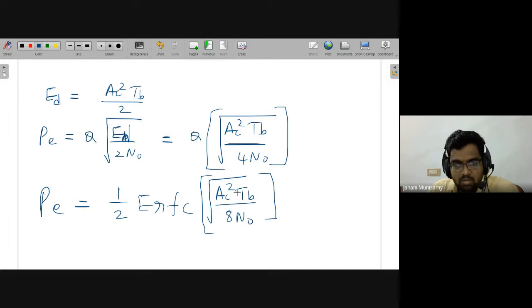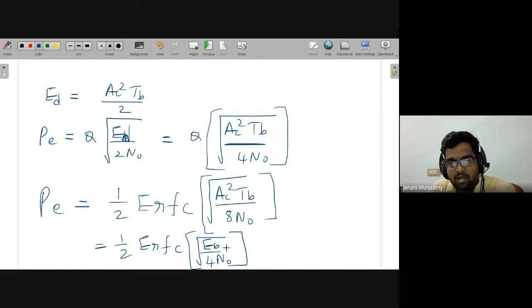Now you can also modify this. Already you know AC square by 2 is the power, multiplied with TB is the energy. So I can modify this 1 by 2 ERFC and write it as EB divided by 4 N naught. So in this way we can write it in the Q function and also in terms of the error function. This is the probability of error calculation.